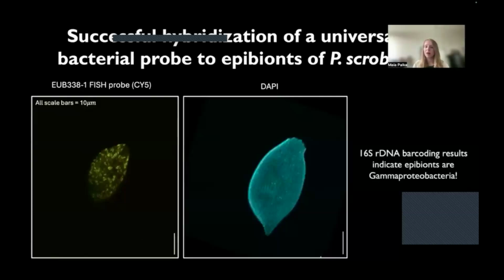16S rDNA barcoding results do indicate that these epibionts are gamma proteobacteria. So if this is in fact the case, when I do taxon-specific FISH with a gamma proteobacteria probe, we should see similar patterning and signal with that probe as we do with both the universal bacterial probe and with DAPI stain.